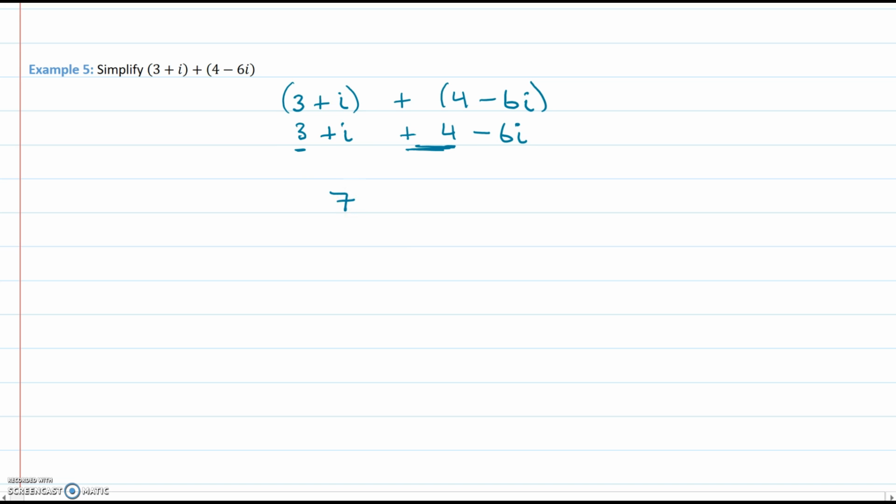And then we can add the imaginary parts, so plus 1i minus 6i. So plus 1 and minus 6 is minus 5i. Okay, so that's your answer. That's all there is to it. Add the real parts, add the imaginary parts.